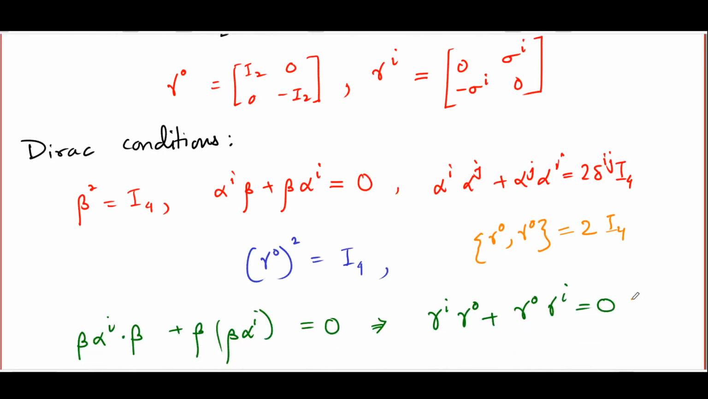Now, what about the next one? Alpha^i beta plus beta alpha^i equals 0 can be easily rewritten in terms of the gamma matrices by multiplying the whole equation on the left by beta. So you get beta alpha^i times beta plus beta squared alpha^i. And now, beta times alpha^i beta can be rewritten using the associativity of matrix product as beta alpha^i times beta, and the beta squared alpha^i can be rewritten as beta times beta alpha^i. So this immediately translates to gamma^i times gamma 0 plus gamma 0 times gamma^i equals 0. That is, gamma 0 and gamma^i anti-commute.